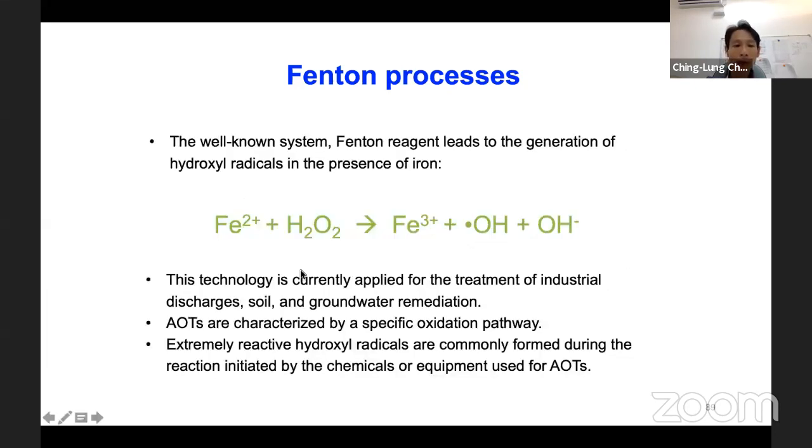As you can see, we use the iron 2 and hydrogen peroxide, so it will produce the hydroxyl radical. This is called Fenton reagent. Fenton reagent is the iron 2 mixed with hydrogen peroxide, so you will generate the hydroxyl radical.